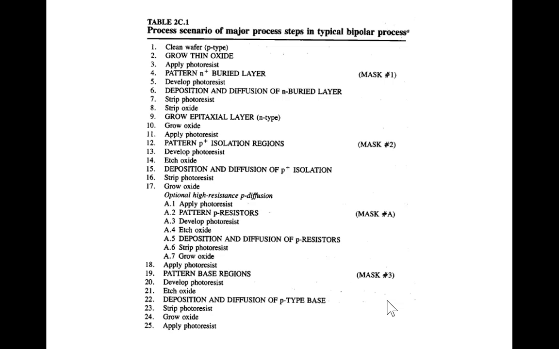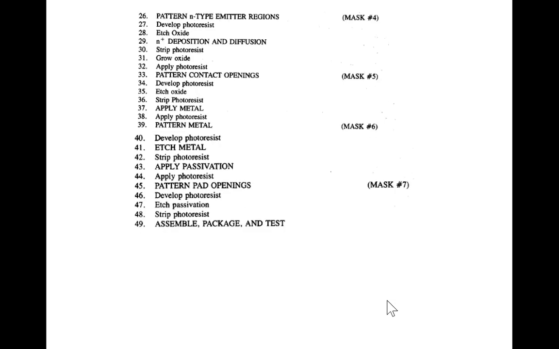So here's our recipe. This is a process flow for a typical bipolar process. Mask 1, N plus buried layer. We don't even know what that is yet. Mask 2, isolation regions. Mask 3, pattern of the base regions. There's a mask in between I'm going to show if you want to turn some of the diffused regions into resistors. There's another mask that allows you to change the sheet resistance of that. Mask 4, emitter regions. Mask 5, contact openings. Mask 6, metal. And mask 7, pad openings. The number of masks here is really small. So these are pretty inexpensive processes. Okay.